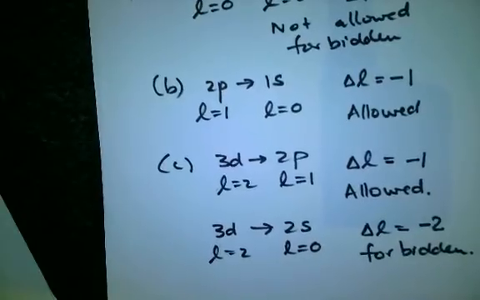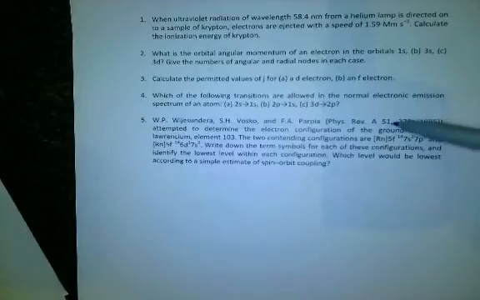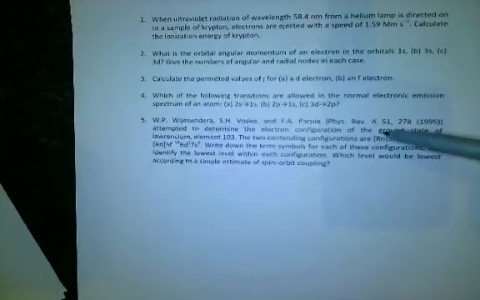And then the next part of the question combines some of the concepts that we looked at when we discussed term symbols. There was a paper in which some scientists attempted to determine the electron configuration of the ground state of an element called lawrencium, element 103. The two contending configurations are given there.